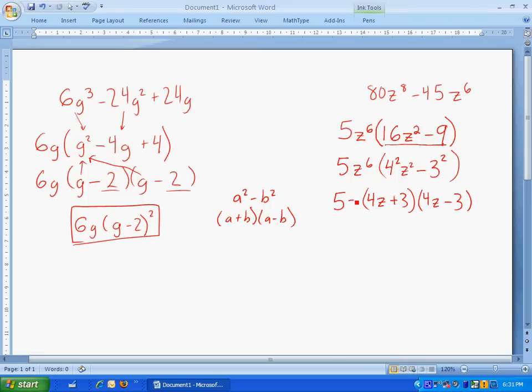Don't forget to leave the 5z to the 6th on the front. He's already out there all by himself. You don't want to kick him out and make him feel even worse. So definitely keep him in there. He is important and very valid to the conclusion of your question. And that's the answer.